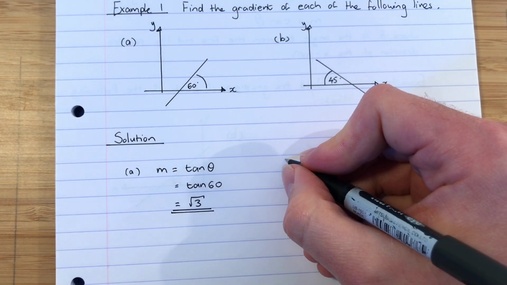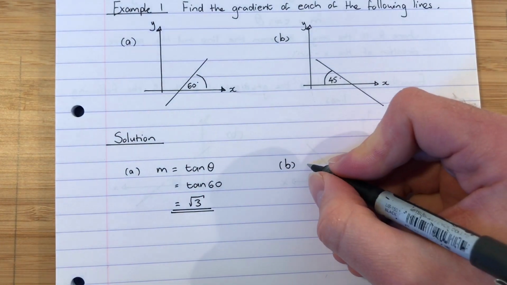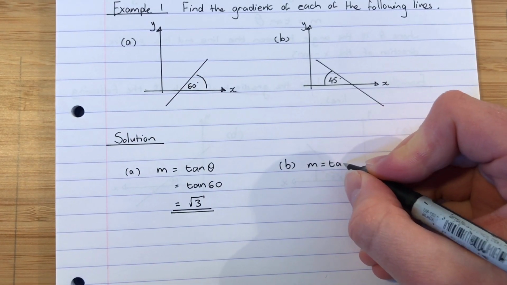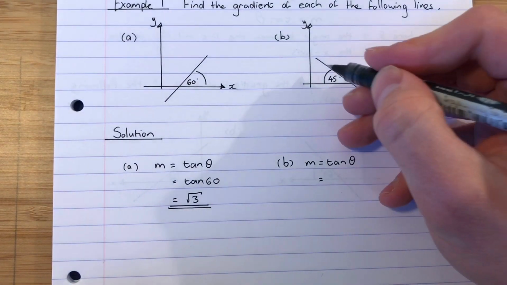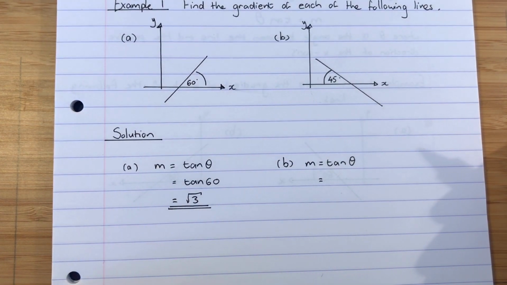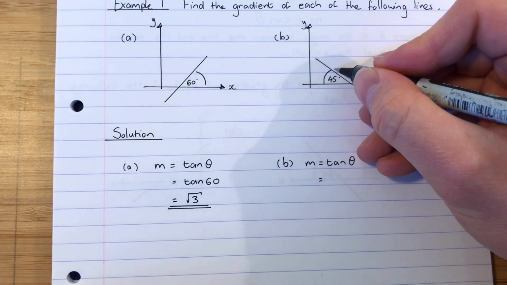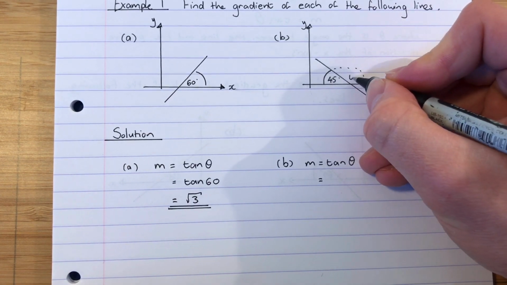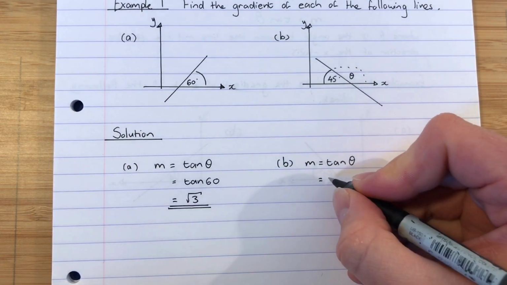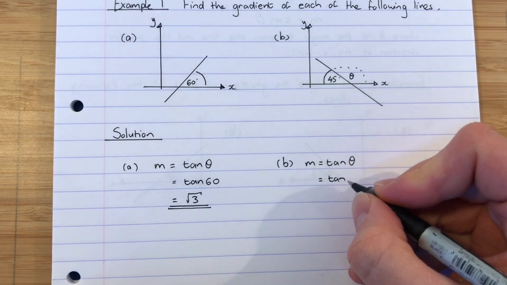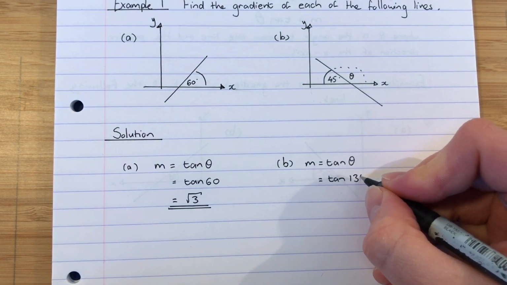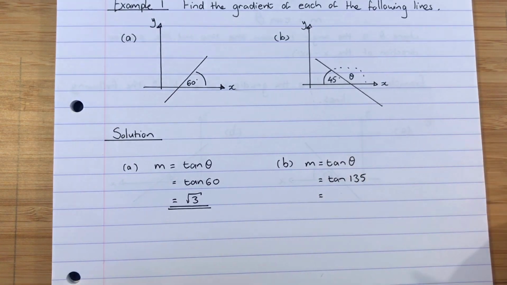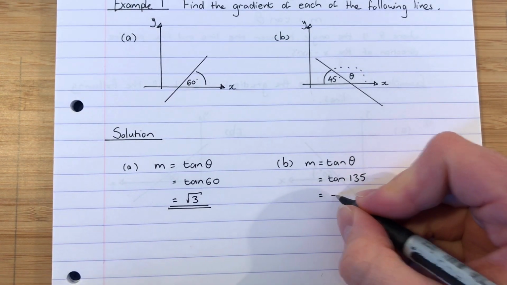For part B, we're going to be using the same formula, m equals tan theta. Now in this case, we don't actually have theta. Remember, theta is the angle that the line makes with the positive direction of the x-axis. The angle I actually want is this angle here. This will be my theta. So I am going to be doing tan of 180 subtract 45. I'm going to be doing tan of 135 this time. And if we put that into a calculator, the answer will come out as -1.